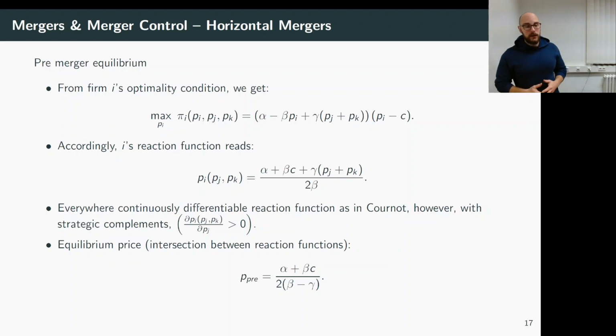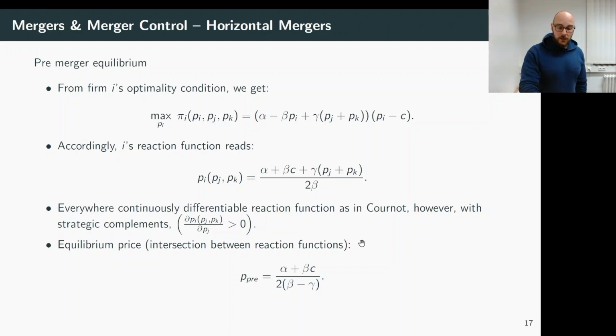All right, upward sloping reaction functions indicate strategic complements. And there's a lot to it, actually, right? So first thing is, again, and that's important to take into account, we don't observe price equal marginal cost. You can solve this one here for Pi, Pj, Pk, or you can simply assume symmetry so that you substitute Pj and Pk for Pi and just rearrange the resulting expression, and you get to an equilibrium price here, which is alpha plus beta C over 2 times beta minus gamma.